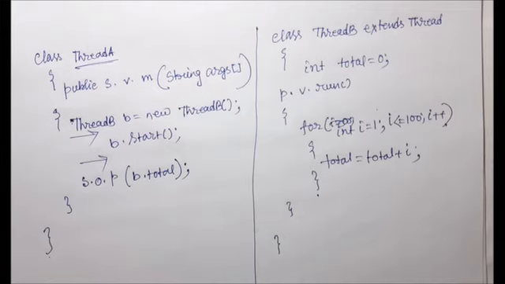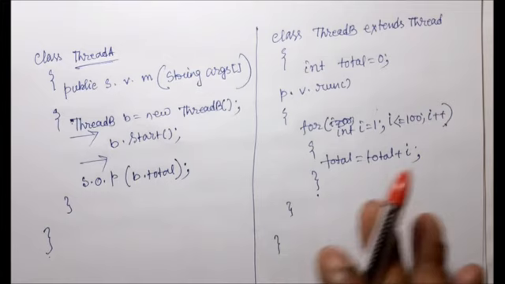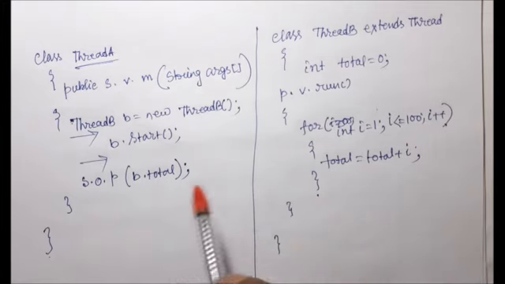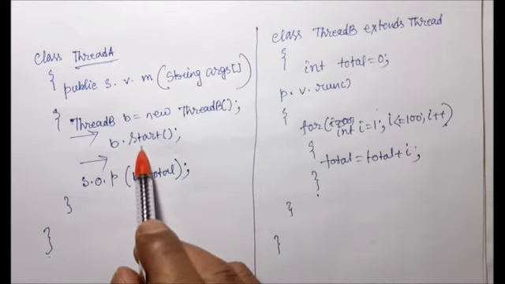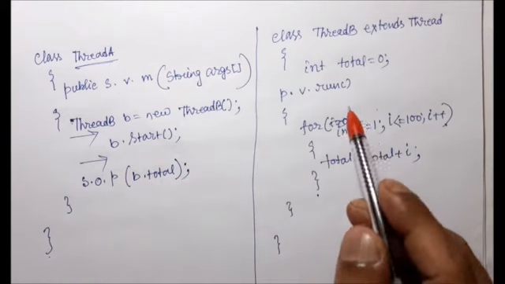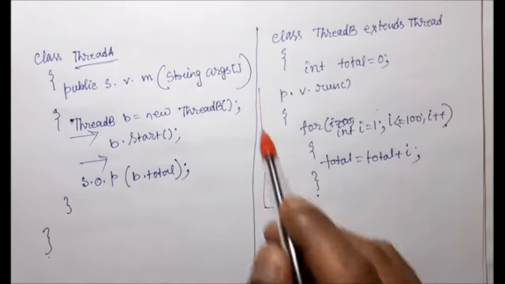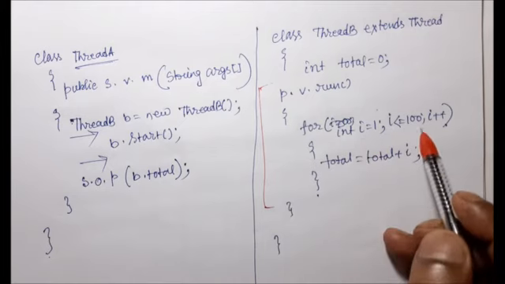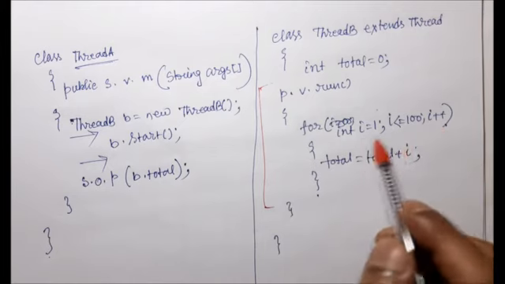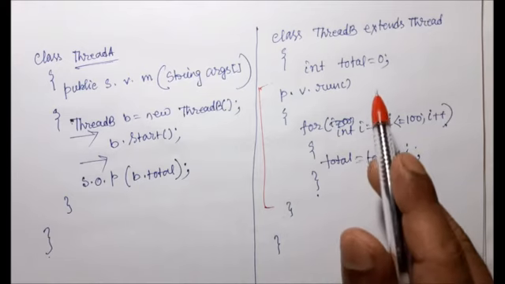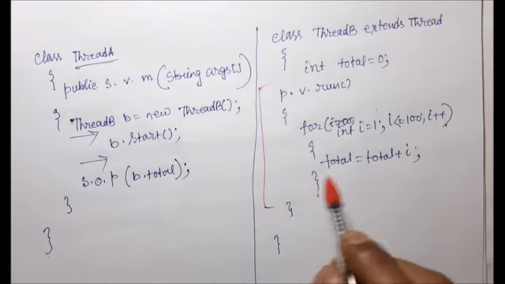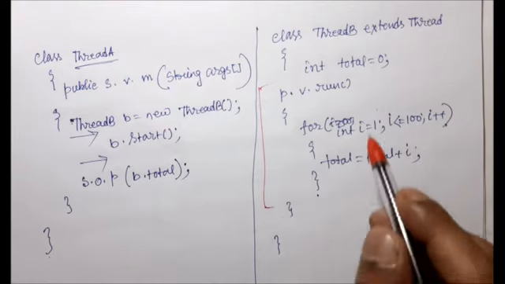Now tell me what will happen here. No method is synchronized, right? So first, when b.start is called, the child thread will be executed. So this is my child thread, and the run method will be executed. I will get int i equal to 1, i less than or equal to 100, i plus plus, that means the loop will continue 100 times, and I will get total equal to 0 plus 1, then 1 plus 2, then whatever the result is plus 3. In this way I will get the total.